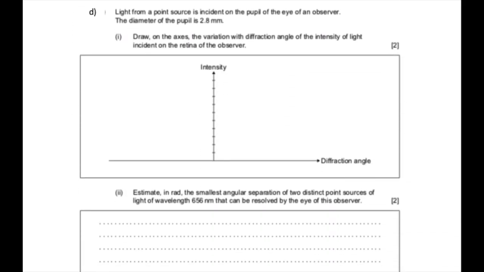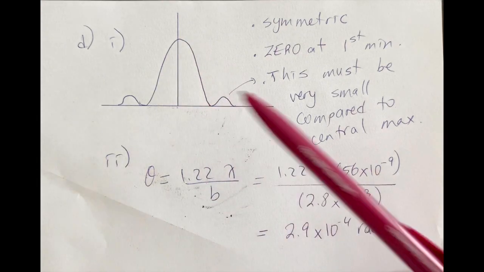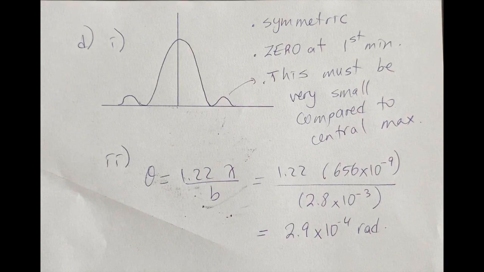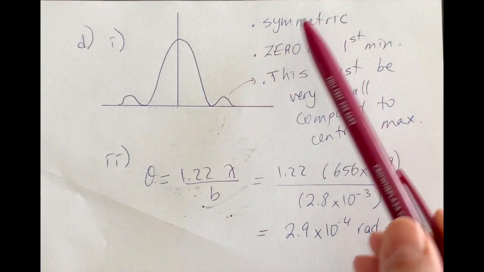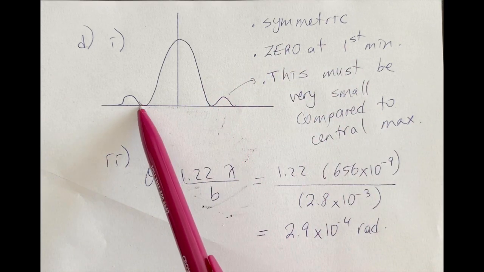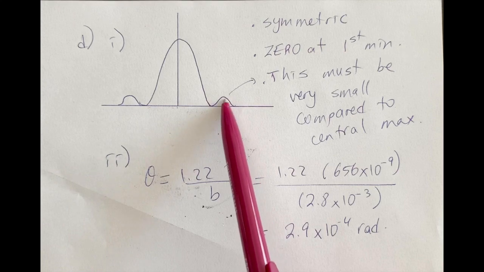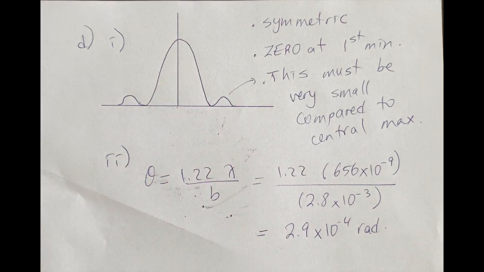Light from a point source is incident on the pupil of an eye of an observer. The diameter is given as 2.8 millimeters. First, we're given an axis and asked to draw the variation with diffraction angle. This is the single slit interference pattern, but things to watch for. Make sure it's symmetric on both sides. Make sure that it hits 0 here and here. And make sure that that is very small compared to the brightness of the central maximum.